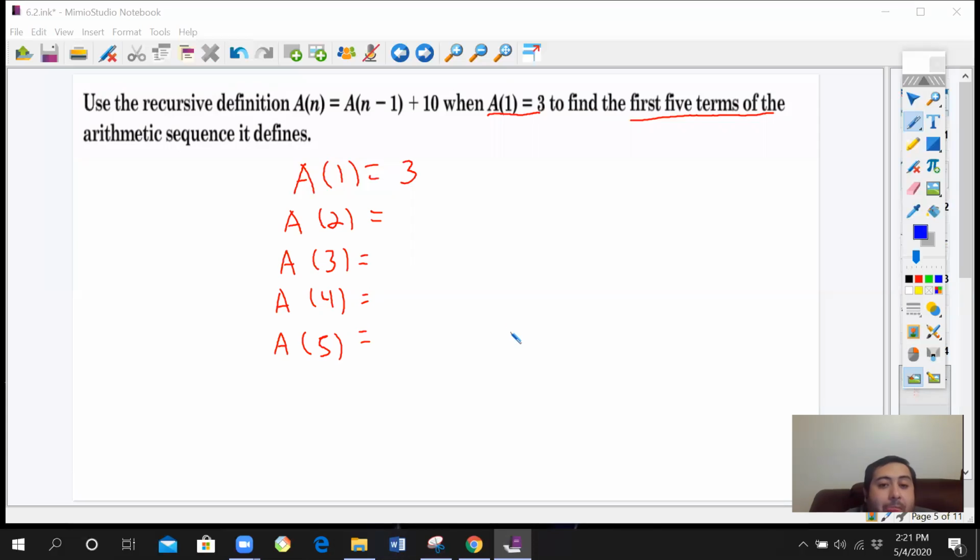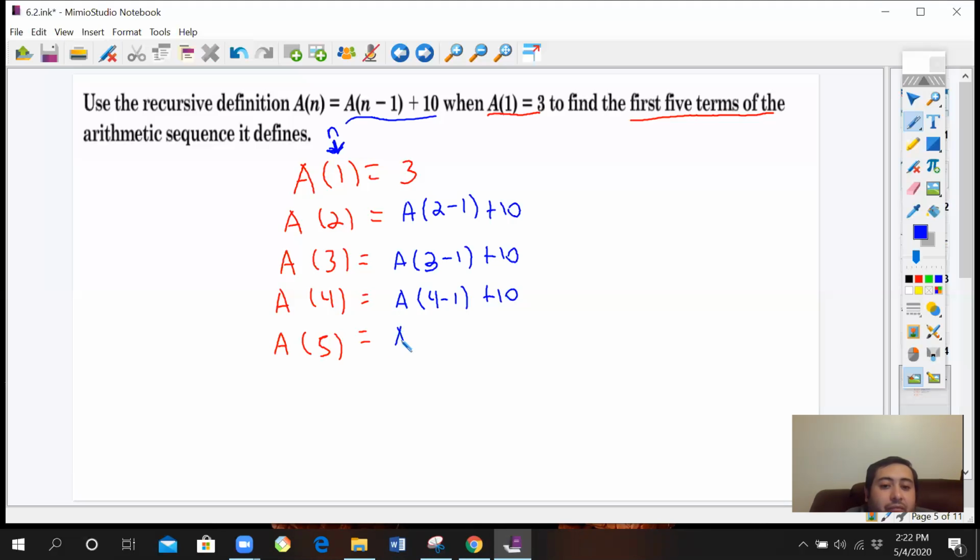All right. Based on this formula, we're just going to replace n with these numbers, with the numbers 1, 2, and 3. So you're going to have a 2 minus 1 plus 10. A 3 minus 1 plus 10. A 4 minus 1 plus 10. 5 minus 1 plus 10.